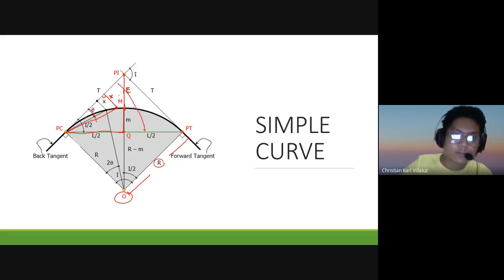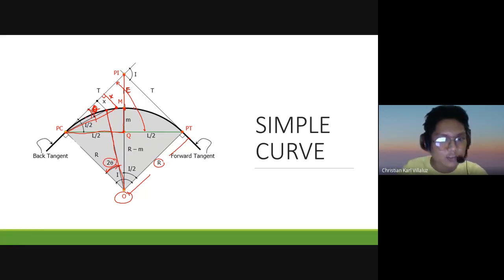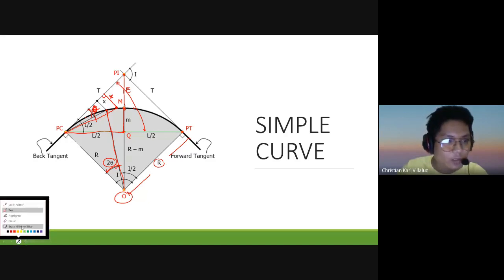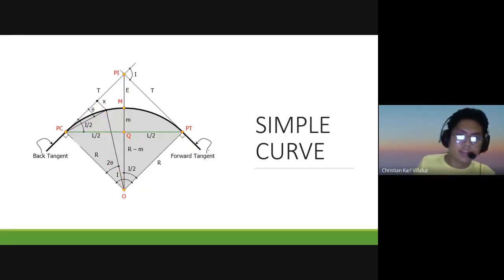By the way, the equivalent central angle of an offset angle of a point is equivalent to twice its value. So kung theta dito sa offset angle ng point na yun, i-multiply lang natin yun ng 2. Yun yung equivalent central angle niya dito sa center ng ating simple curve.